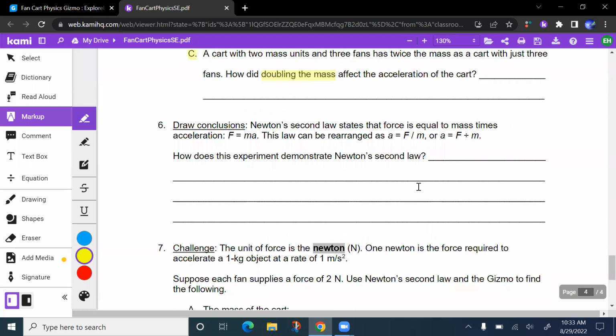Part 6, draw conclusions. Newton's second law states that a force is equal to mass times acceleration. This can be arranged as acceleration equals force divided by mass. How does this experiment demonstrate Newton's second law? That a net force causes a mass to accelerate. Please pause and finish part 6.